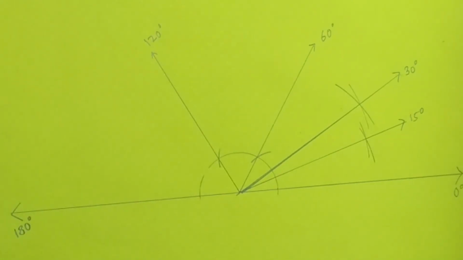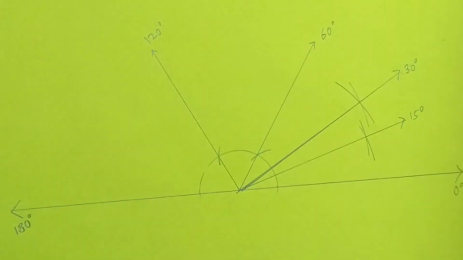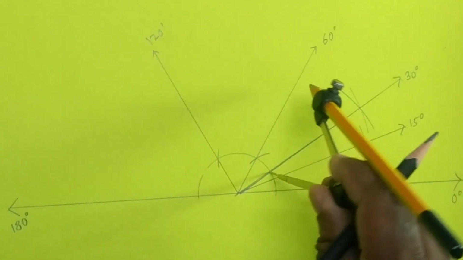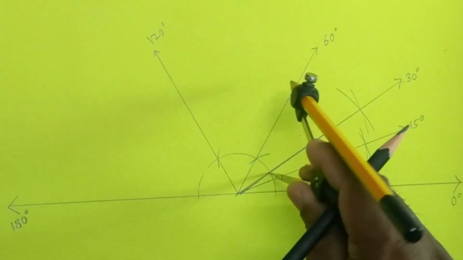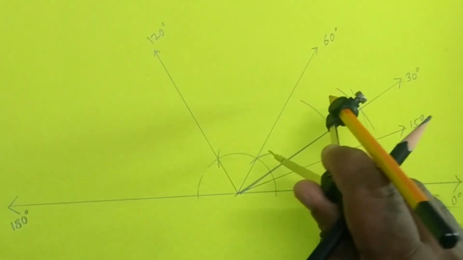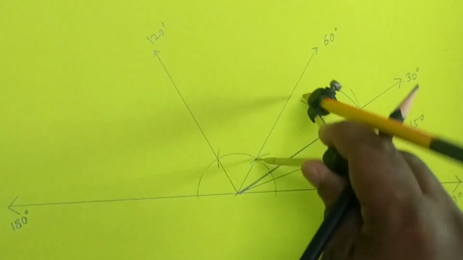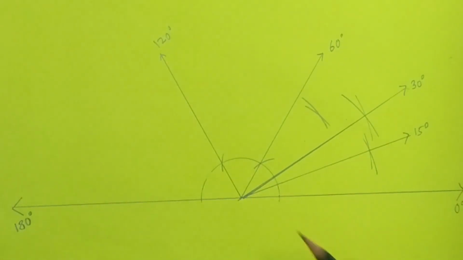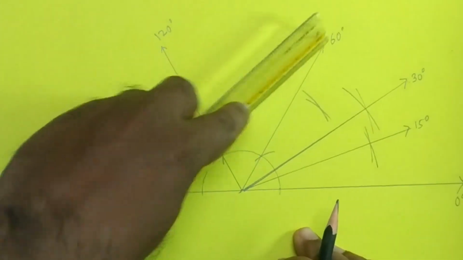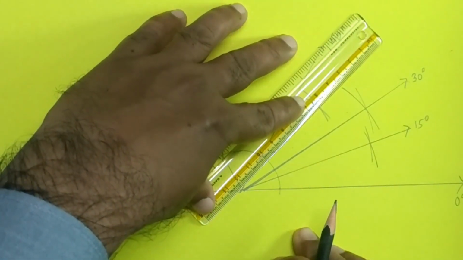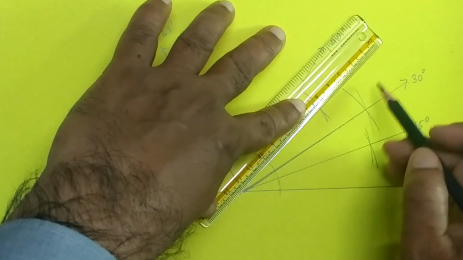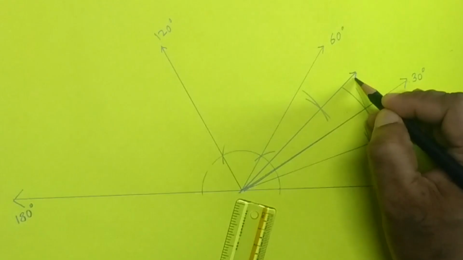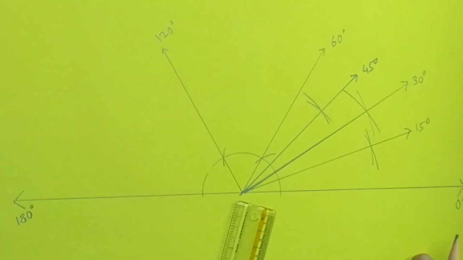Now the angle bisector of this, the angle between 30 and 60. So same procedure, take suitable distance and draw the arc from here. This point, cut that arc, the point of intersection of arc and the center join. This is the angle bisector of 30 and 60, that is 45. This angle is 45 degrees.